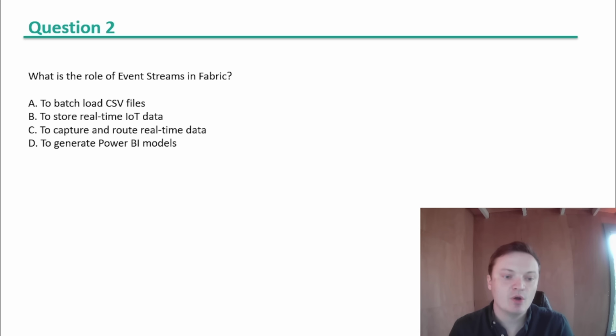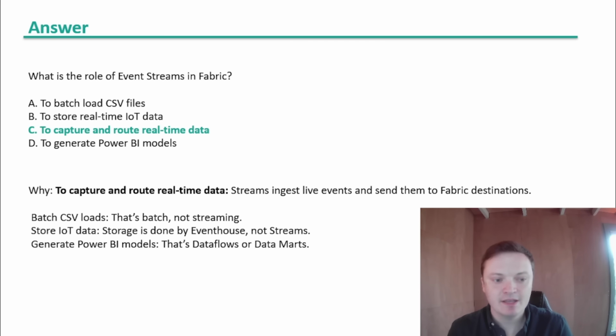Question 2. What is the role of event streams in Fabric? To batch load CSV files, to store real-time IoT data, to capture and route real-time data, or to generate Power BI models? And the answer is to capture and route real-time data. So, to capture and route real-time data, this is event streams. They ingest live events and send them to a Fabric destination.